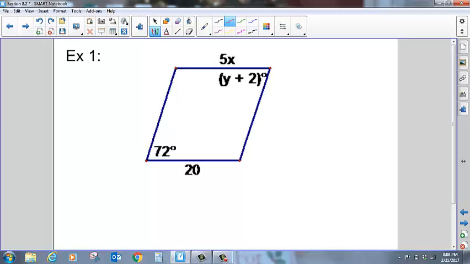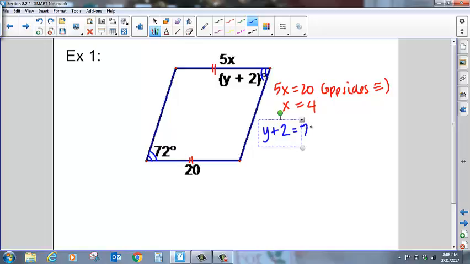So again, if we look at the 5x here and the 20, those are opposite sides, so we know that 5x has to equal 20. And all you need to write, again, is opposite sides congruent. So nothing major, but just, again, a couple little words to justify what you're doing. So x is going to equal 4. Now, for the y, we have y plus 2 here and 72 here. Well, those angles are opposite each other in this parallelogram, so we know that they're going to be equal.